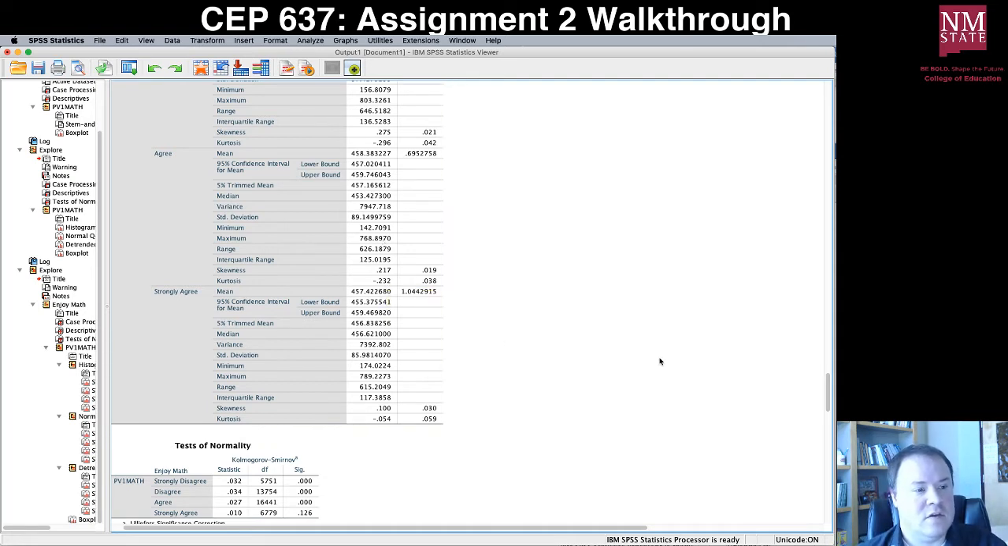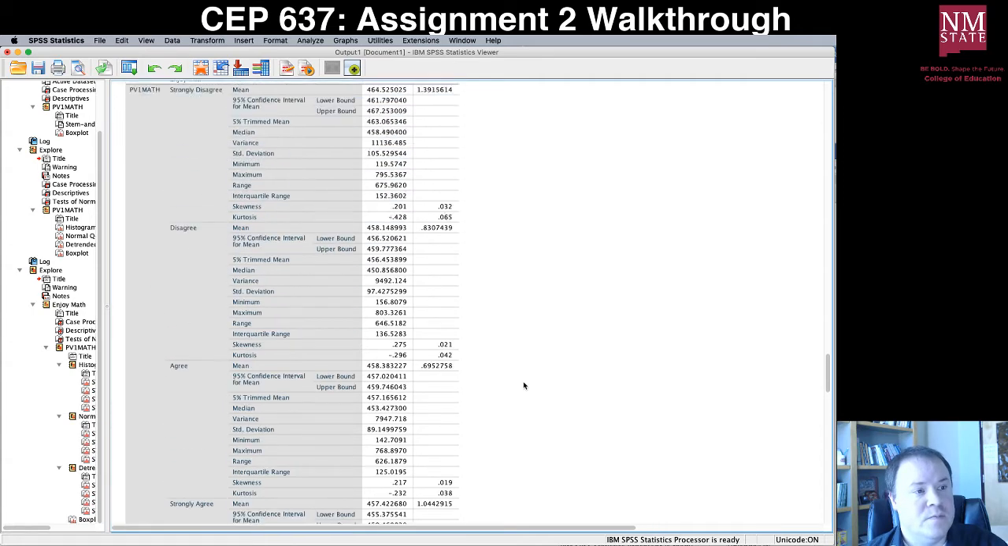And then we have the strongly agree group, mean of 457, median of 456. Those are almost identical. Standard deviation of 85. That is the lowest standard deviation of any of the groups. And skewness and kurtosis values look good. In fact, those are the closest to 0 of any other group, I think, meaning that they're closest to being normal. Minimum of 174, max of 789.